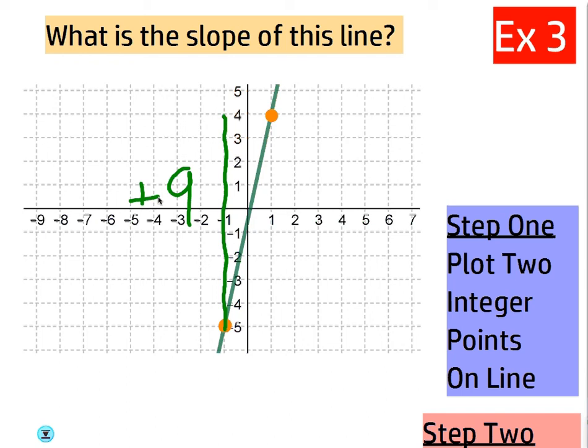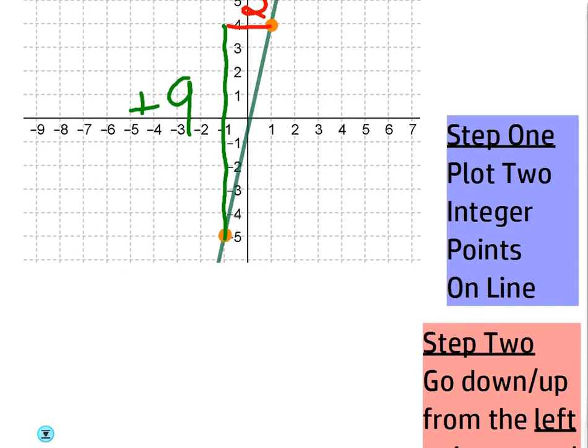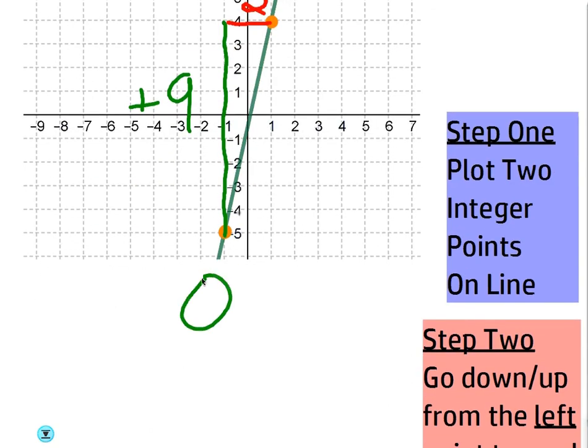If you want to, you can put a plus sign there. And then over 2. So what do you think the slope is? 9 over 2. How much up or down you went over, divided by how much to the right you went. Now, you could make that a decimal, but to me, slope doesn't make a whole lot of sense as a decimal. To me, the fraction makes a whole lot more sense.